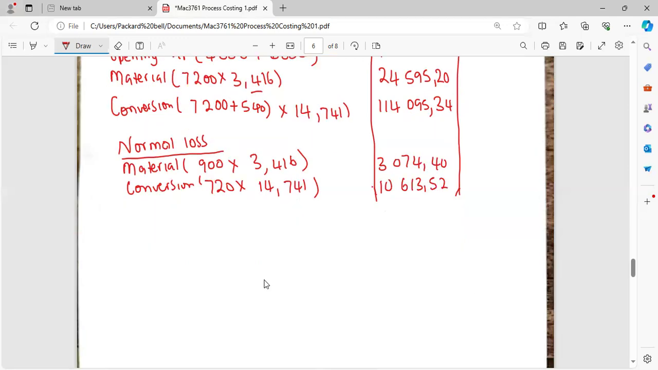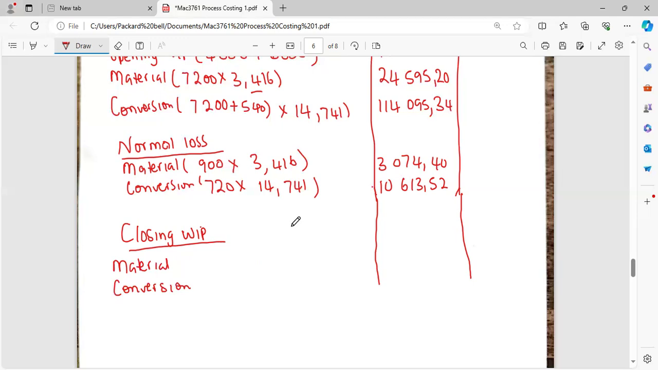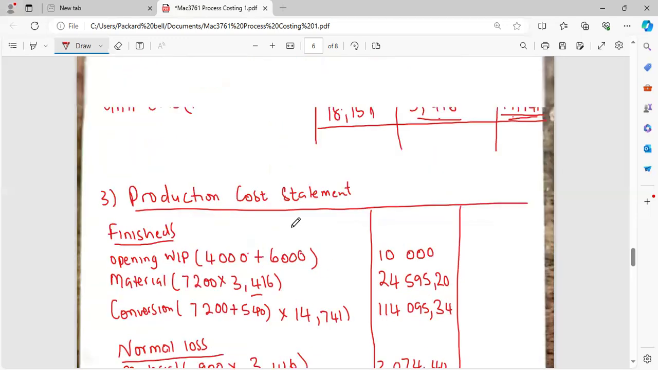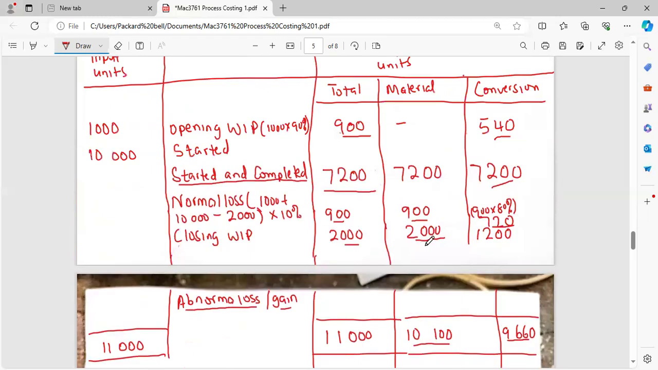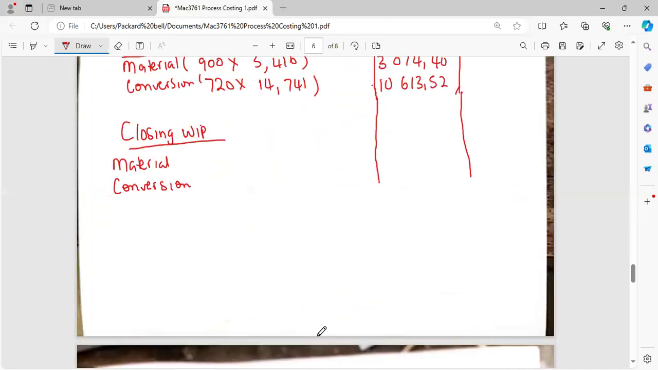Then you go to closing work in progress. So you also take the material and conversion. So that's your cost of production. So which means at the end here, we need, what was the closing work in progress in terms of material? It's 2,000 and in terms of conversion is 1,200. So we convert those ones to money.